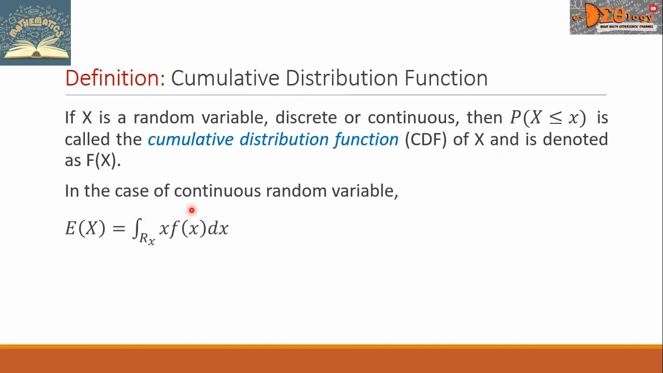In the case of continuous random variable, the expected value of x equals the integral of x times f of x dx with limits on real numbers, while the expected value of x squared equals the integral of x squared f of x dx, whose limits are for real numbers.